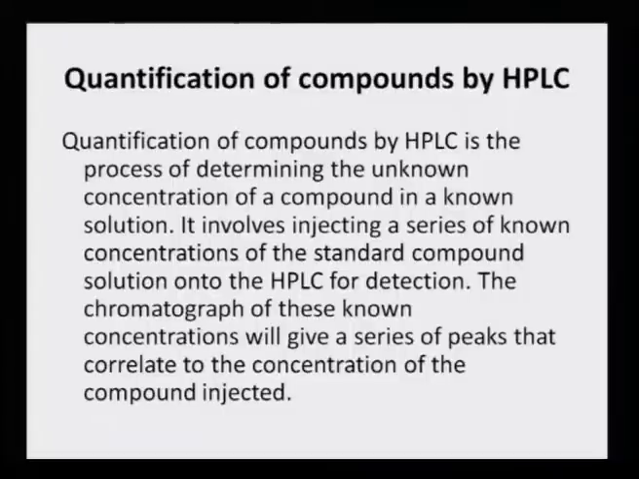Quantification of compounds by HPLC is a process of determining the unknown concentration of a compound in a solution. It involves injecting a series of known concentrations of standard compound solution onto the HPLC for detection. The chromatograph of these known concentrations will give a series of peaks that correlate to the concentration of the compound injected. Once we have formed this calibration curve, then the unknown is injected and we see where its concentration lies.